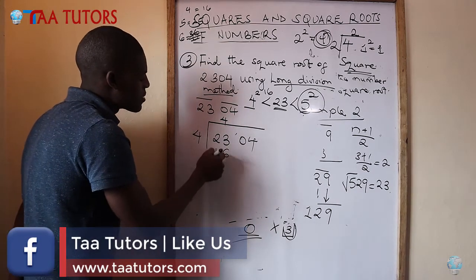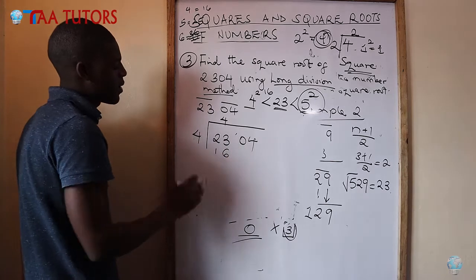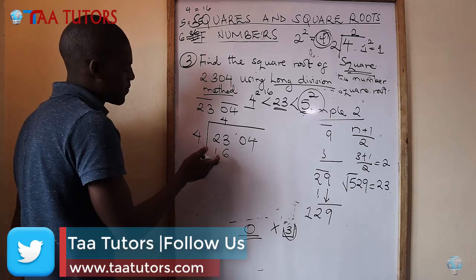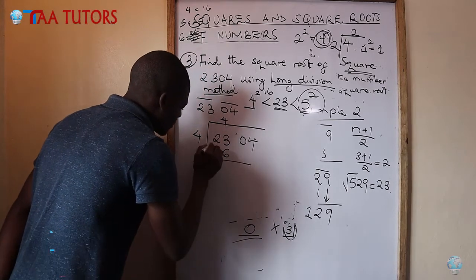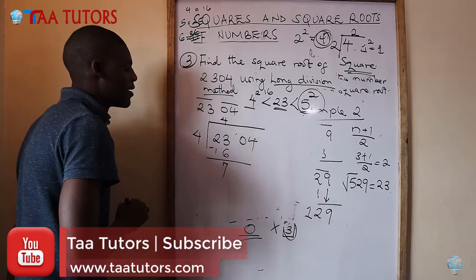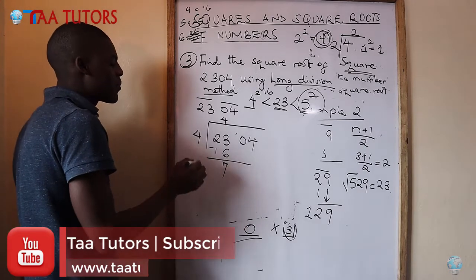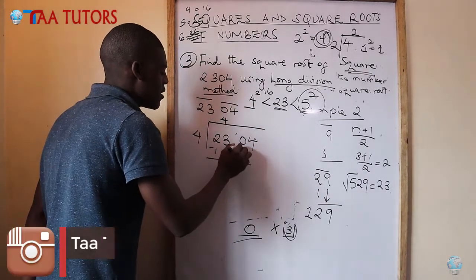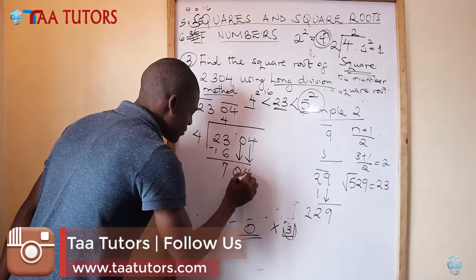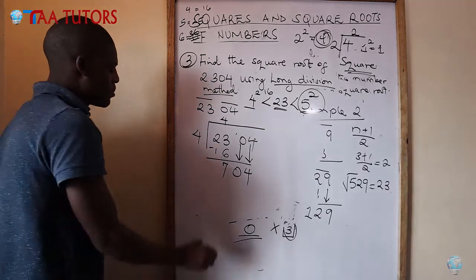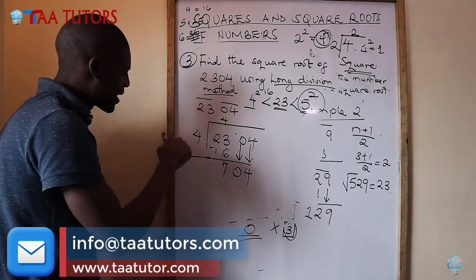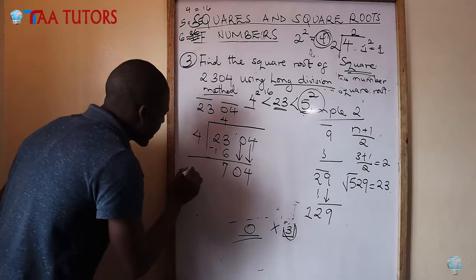Its square must be less than or equal to the value in the first pair. Now our value here is 23, and the square which is less than that is 16. We get the difference there: 23 minus 16 is 7. When we do this, we now drop the second pair to the right of the difference. We have 04. Up to that point, we will now go ahead to double the divisor and drop it down. Now when we double 4, we get 8.